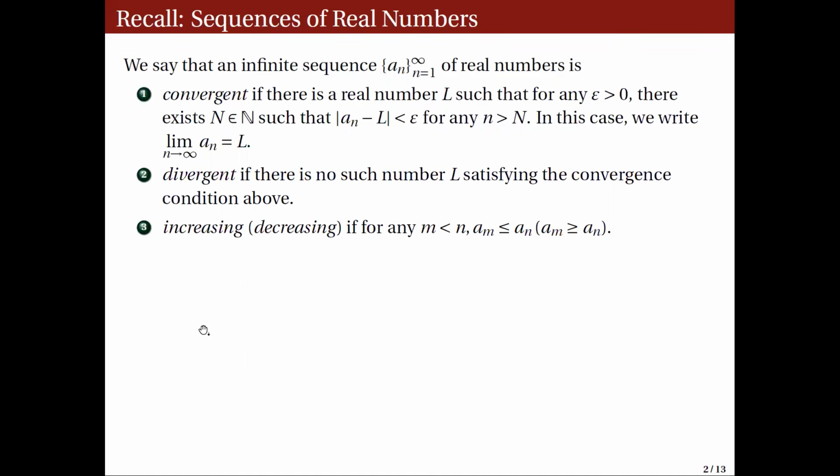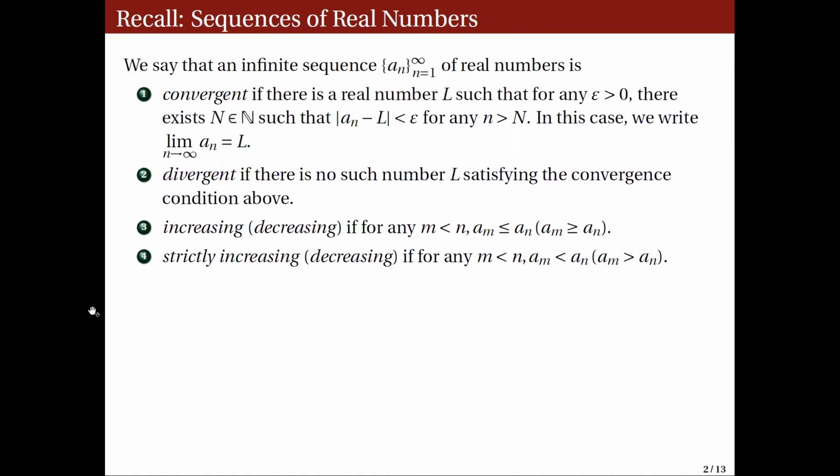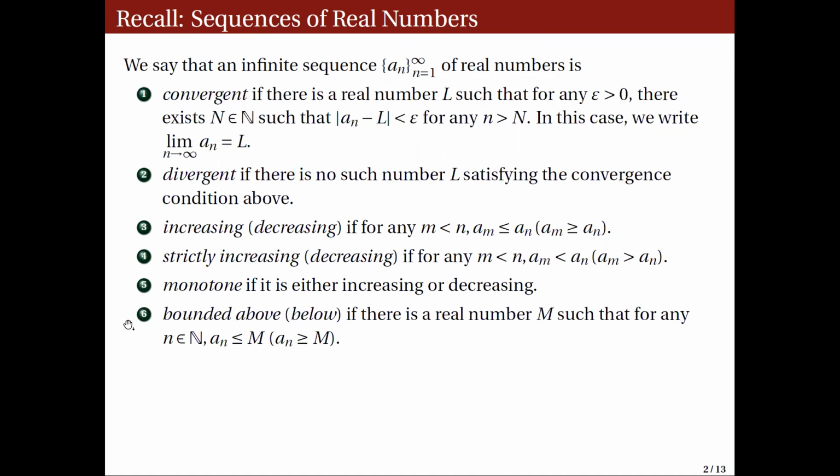Then we say that the sequence is increasing if for any natural numbers m and n, with n larger than m, we have A sub m is at most A sub n. And then we also have analog definitions for a decreasing sequence, a strictly increasing sequence, and a strictly decreasing sequence. We say that a sequence is monotone if it's either increasing or decreasing.